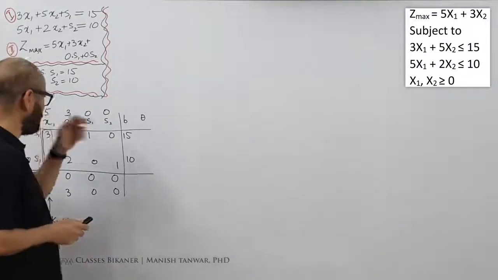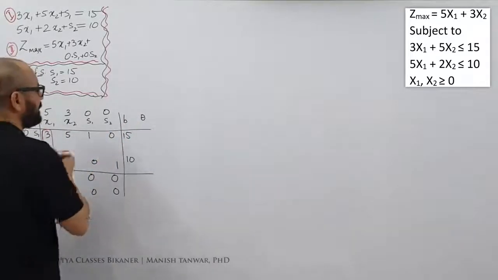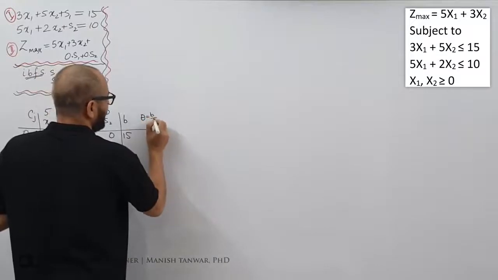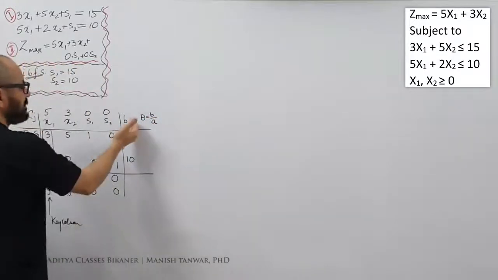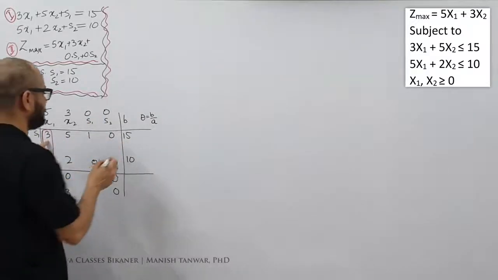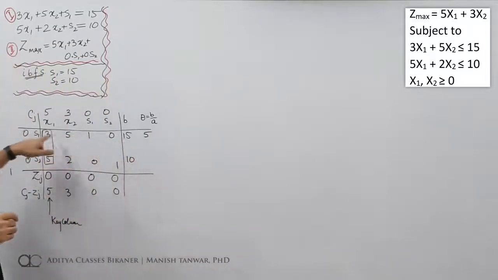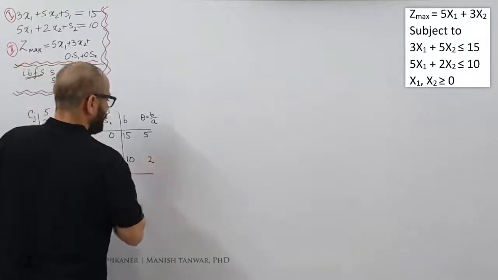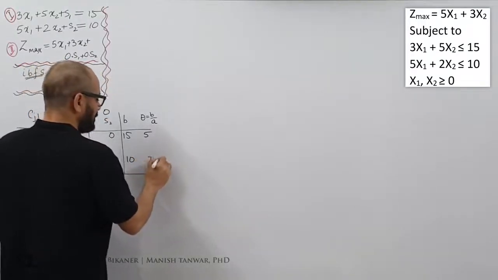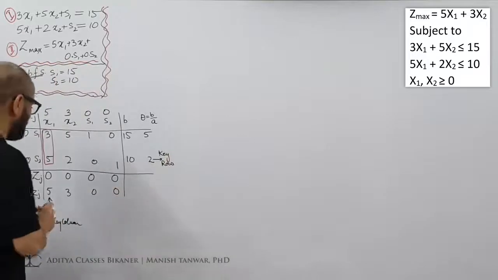How do we find out the key row? Theta is my decision parameter. How do we find out theta? Theta is nothing but B by A. This is B and the respective column becomes A. So we get 15 upon 3, 10 upon 5, giving me a 2. The least value gives me the key row. Key column gives me the incoming variable.